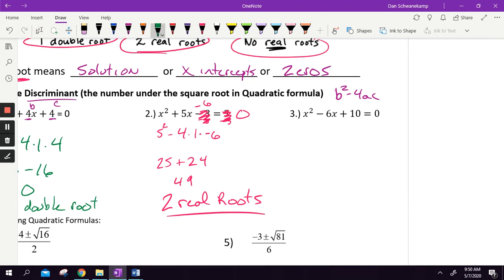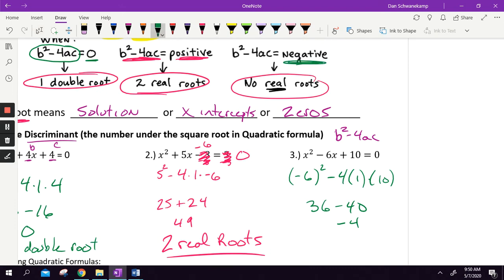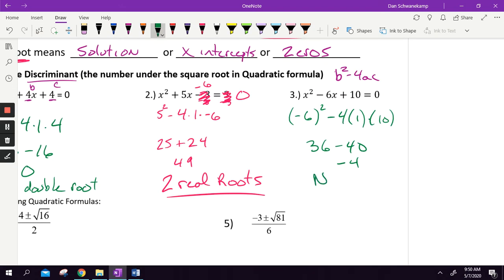Let's try it. B squared, so negative 6 squared minus 4 times a times c. 36 minus 40, I get negative 4. If I get a negative number for my discriminant, I'm going to have no real roots. Again, why is that? Because you're going to have a parabola like that that's above the x-axis, so it's not going to cross it in our normal plane.